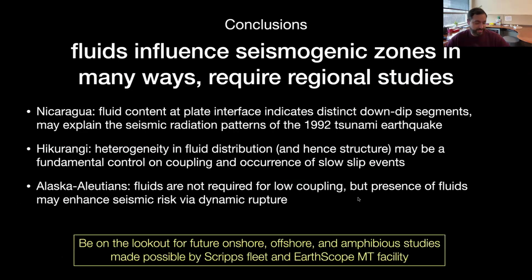Okay, so I'm just going to go straight to the conclusions here. Sorry for dashing through some of those slides. The takeaway for me really is that the fluids are influencing subduction seismogenic zones in many ways, and they require regional studies. And I don't think that's some kind of mind-blowing statement I'm making. I think many of you probably already felt the same way, but it's great to see that we can really add context and some valuable constraints on how those fluids are distributed and regionally how they're affecting one seismic zone versus another. I won't reiterate what I've shown, but you can read it here.